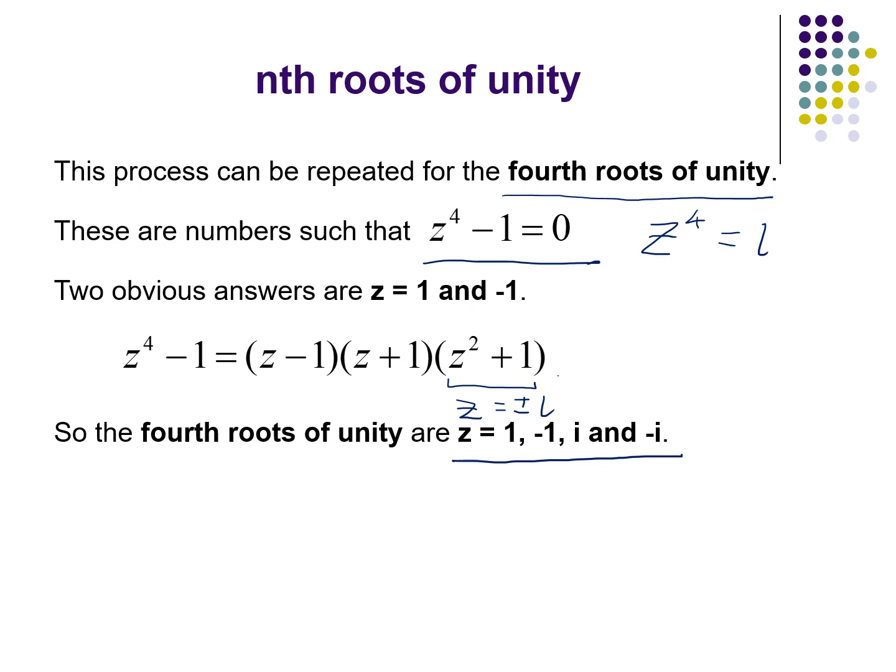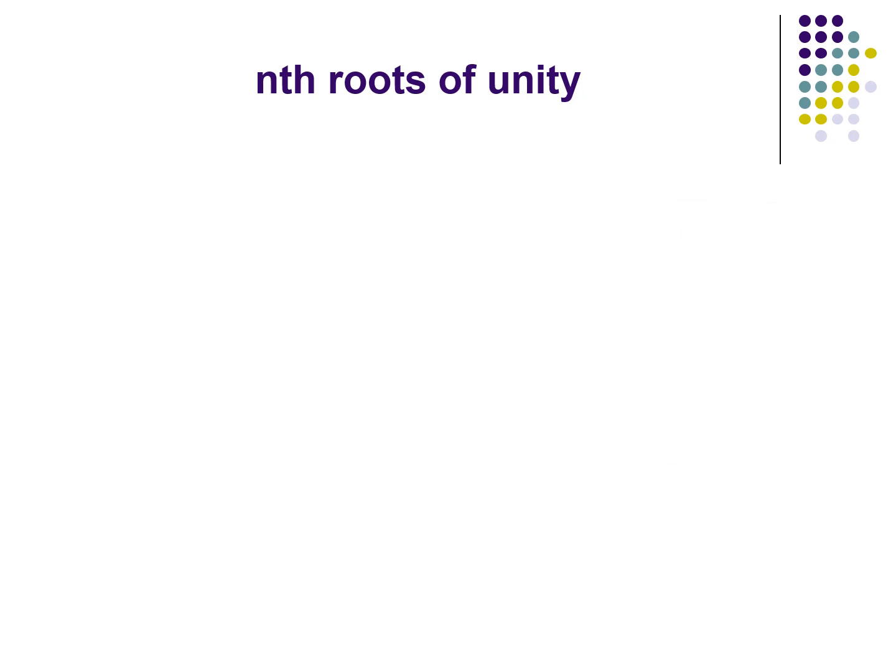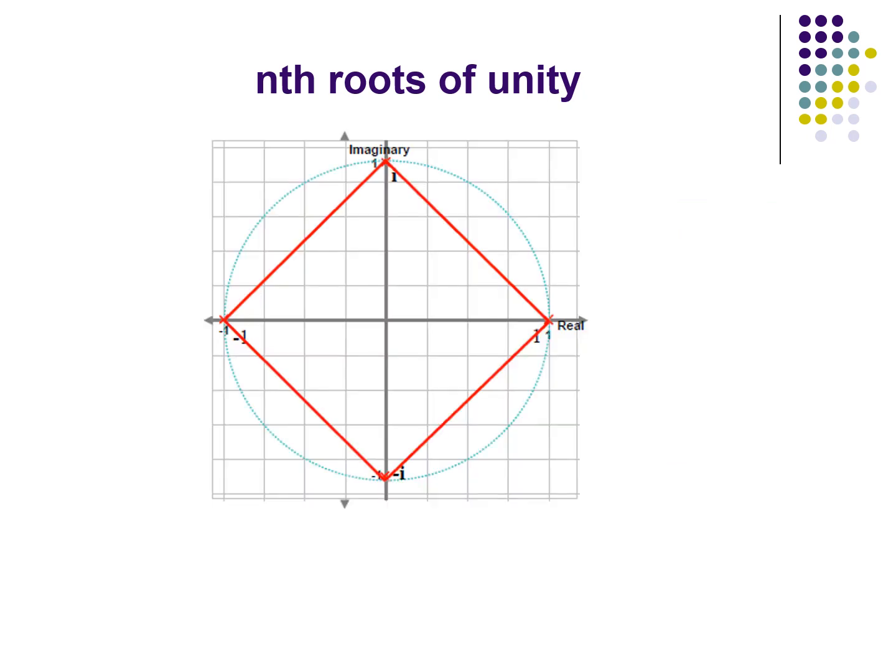So let's draw those again on an Argand diagram. Here we go, this is what it looks like. You can see again we're getting that same pattern. For any nth roots of unity, we always start at 1 on the real axis. Because it's fourth roots of unity, we have 4 roots that we need to fit in.